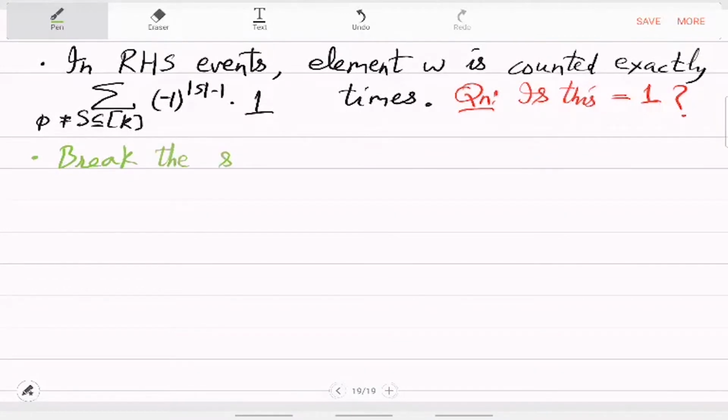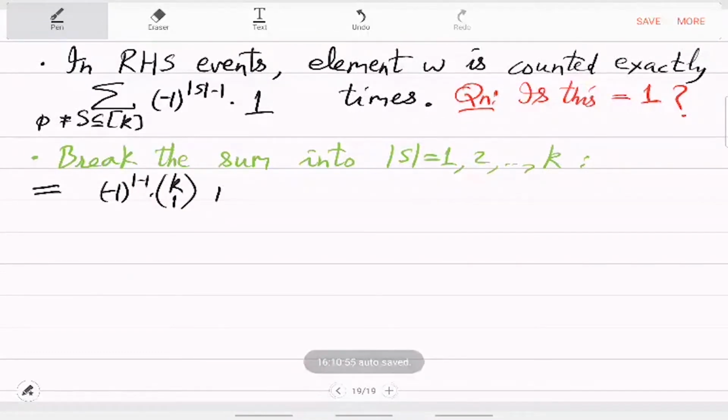Break the sum into size 1, 2, ..., K. When you do that, for size S equal to 1, you have K choose 1 many contributions. So you get (-1)^(1-1) times K choose 1. For size S equal to 2, how many contributions are there? How many summands are there? That is K choose 2, with sign (-1)^(2-1).